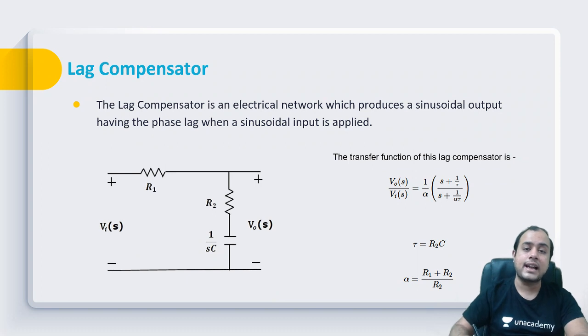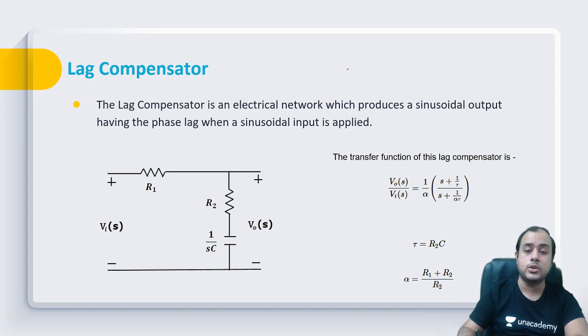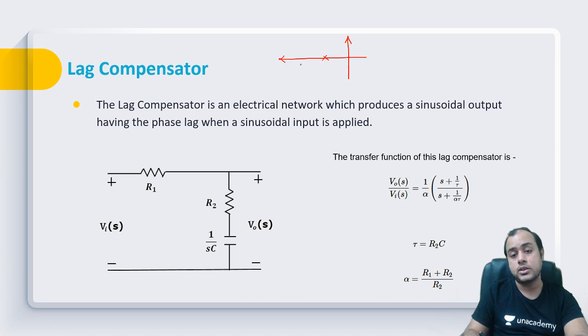Now what is a lag compensator? A lag compensator is a combination of a pole and a zero, where the pole will be nearer to the origin. So that is why you call the zero as minus 1 by tau, and the pole as minus 1 by alpha tau, where alpha is greater than 1.